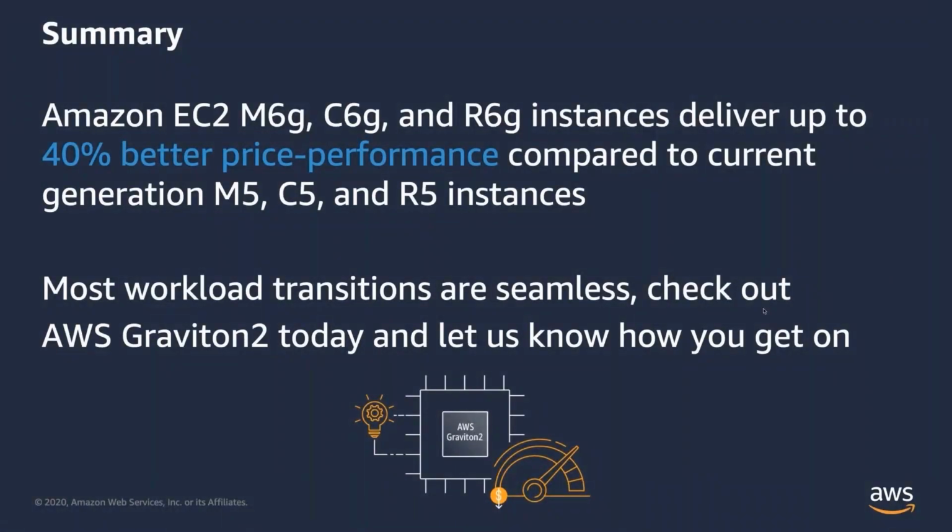As a summary, our Amazon EC2 M6g, C6g, and R6g instances can deliver up to 40% better price performance compared to the current generation of M5, C5, and R5 instances. Most of the workload transitions are going to be seamless. So check out AWS Graviton2 based instances today and let us know how it goes.